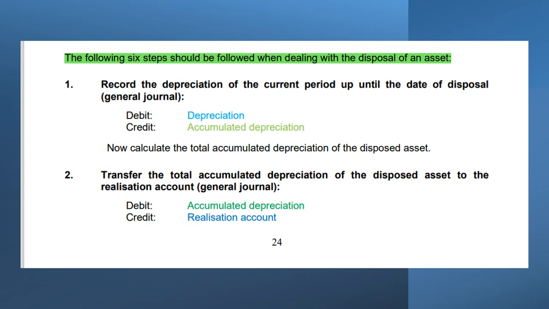Then on step number 2, they say now transfer the total accumulated depreciation of the disposed asset to the realization account. Let's deal with step number 2 now. Transfer the total accumulated depreciation of the disposed asset to the realization account. How do you do that? So we said here, you're going to do what now? You're going to debit the accumulated depreciation and credit what? The asset realization account.